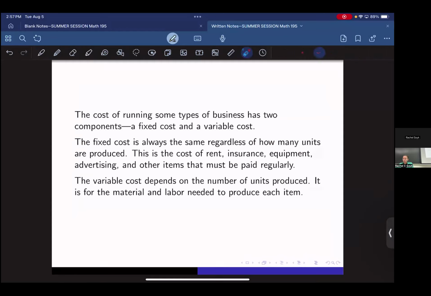So we have the cost of running some types of businesses has 2 components, a fixed cost and a variable cost. Fixed cost is always the same regardless of how many units are produced. This is the cost of rent, insurance, equipment, advertising, and other items that must be paid regularly, aka our y-intercept. But the variable cost, which is our slope, depends on the number of units. So it's for the material or labor needed to produce each item.